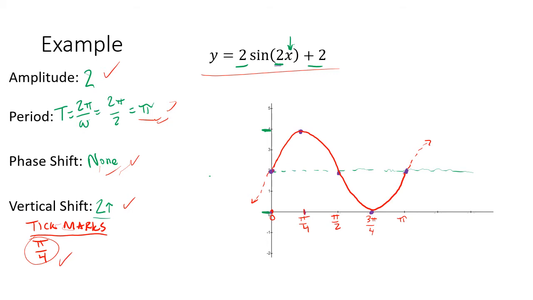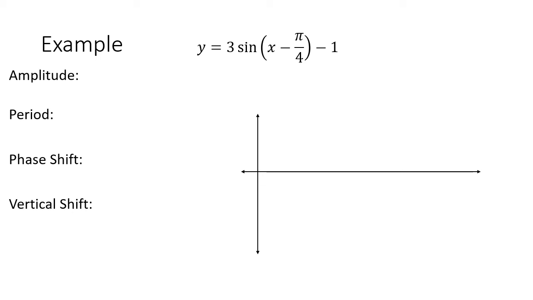Here's another example. So here we have y equals 3 times the sine of x minus pi over 4 minus 1. All right, so 3, boom, amplitude is 3. Period, the number in front of the x here, omega, is just 1, right? So if the period is equal to 2 pi over omega, well, in this case, our period is just 2 pi. It's the standard period for sine.